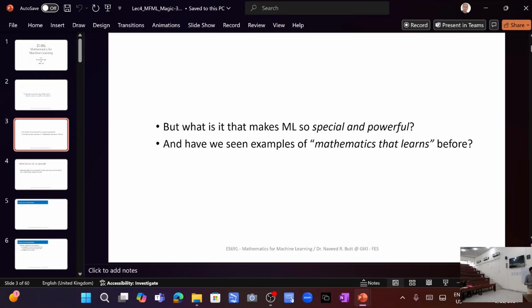And have you seen example of mathematics that learns before? क्योंकि a lot of you are from mathematics, नहीं भी हैं तो किया तो होता है कि काफ़ी सारा math. So we will try to see कि पहले भी हमने कोई ऐसा math देखा है जो can fit into the idea of learning or not. Yeah. So, but I was originally planning to cover it today, but I think we can leave it for next time.